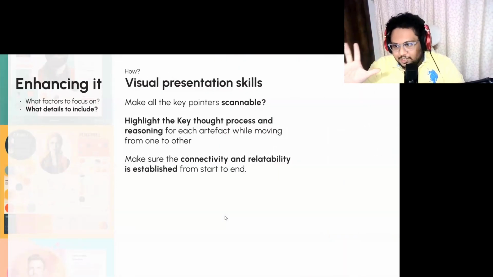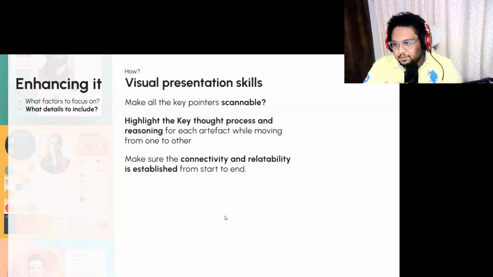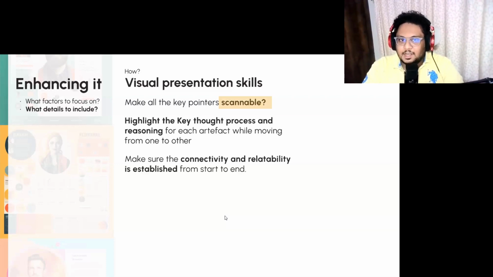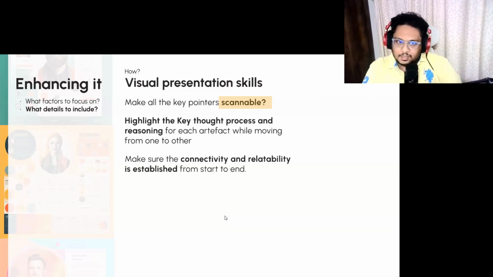And how to actually use visual presentation skills, right? So whatever points we have discussed, like highlighting a few things, if they are mostly scannable in under 30 seconds, that's where your visual presentation skills are really working out. It's not the beautification or arrangement of the artifacts. It's about how scannable it is.